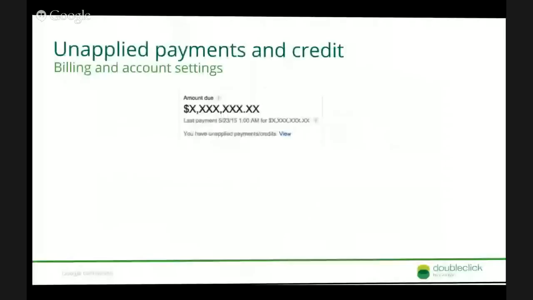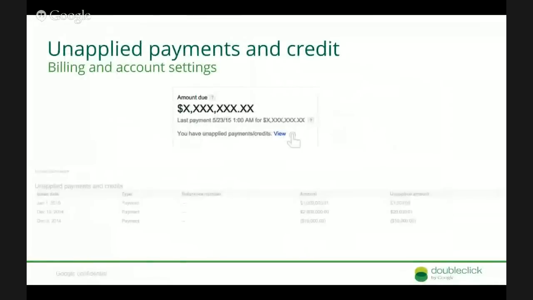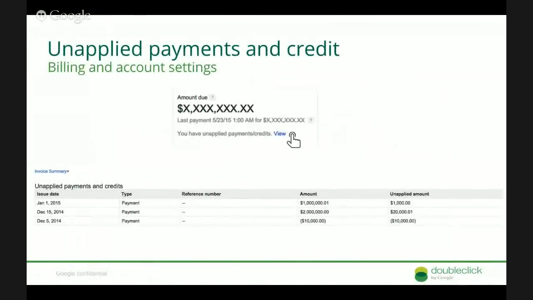You can check for payments and credits that haven't yet been applied to your account. So if you've submitted payment or credit that may not have yet been applied to your account, you can see that. Under amount due, you'll see a little link that says you have unapplied payments/credits. There's a link that says view. You click on that, you'll get the information that's listed in the table below, where you can see the amount and the unapplied amount.